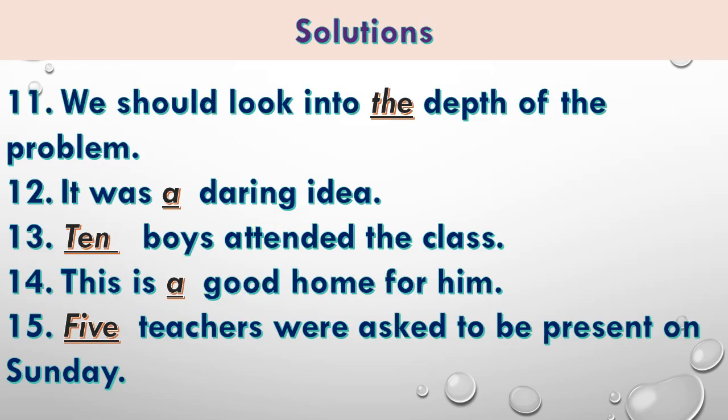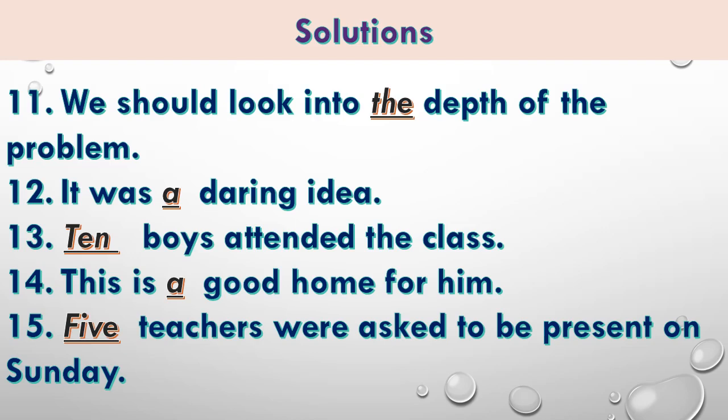Here are the solutions. We should look into the depth of the problem. Here, the term is specified or particular. That's why we have used the definite article the here. Next is, it was a daring idea. That means the idea is a thing or any idea, but it is singular. And we have used the indefinite article a here.